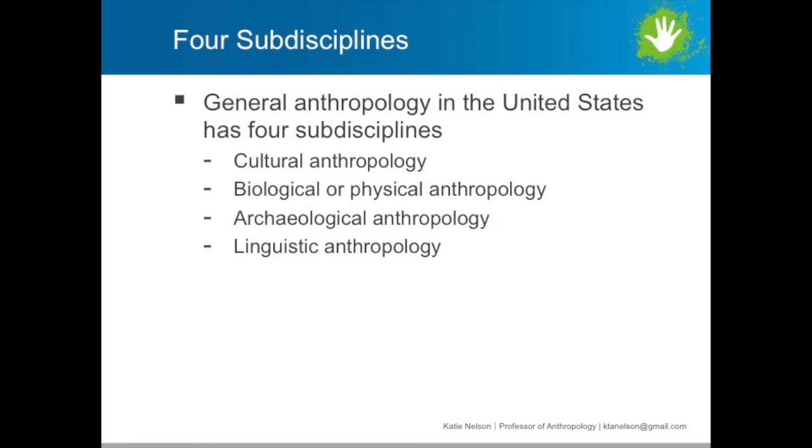Slide 5. General anthropology, at least how it is practiced in the United States today, has 4 subdisciplines. And these are cultural anthropology, biological or physical anthropology. You can use either term. They're interchangeable. Archaeological anthropology, and linguistic anthropology. And we're going to talk about each of these subdisciplines in more detail later on in the lecture.